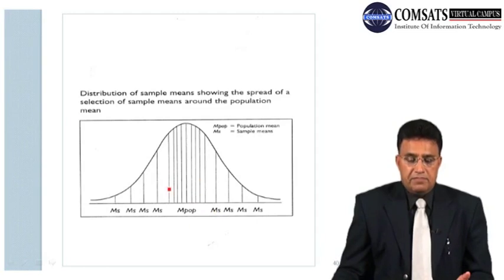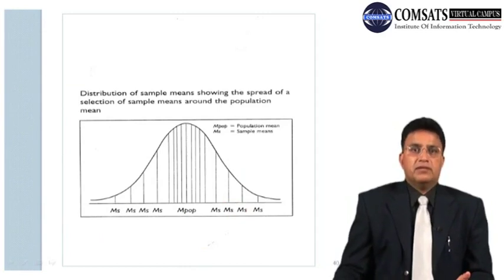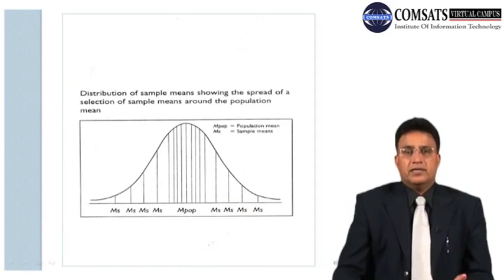So MPOP is the population mean, and MS is the sample means. The sample means MS are over here, and then the population mean in the middle. It is bunched together in a bell shape, normal distribution.